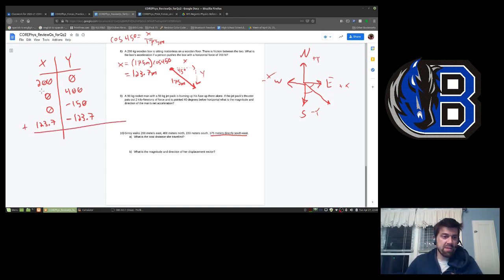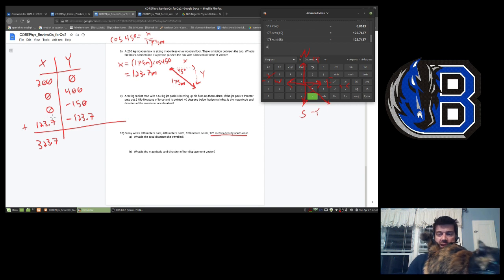I'm going to add them up. Okay, so I get 323.7 meters. A net change east, it's positive, so I'm going east. And then in the north-south direction, I went south 150, and then I went south 123.7 more. But I still have a net displacement in the y direction at 126.